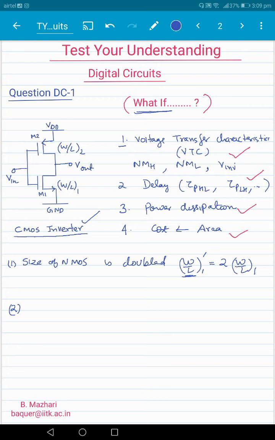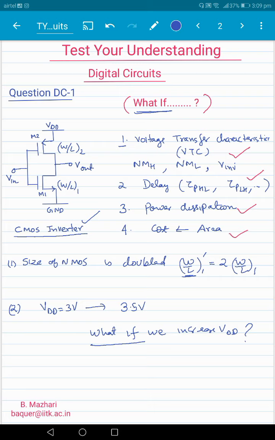Another one is, let's say VDD. Suppose this VDD is 3 volt, and we change VDD to 3.5 volt, right? What would be the impact? So the question is, what if we increase VDD? What would happen, right? What would happen again is in terms of its impact on voltage transfer characteristics, its impact on delay, its impact on power dissipation, and things like that. And there are more of such changes that we can think of.